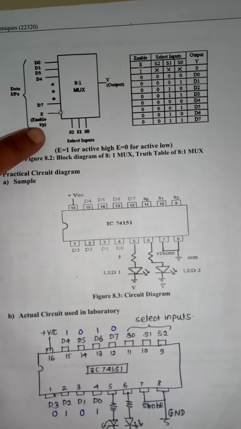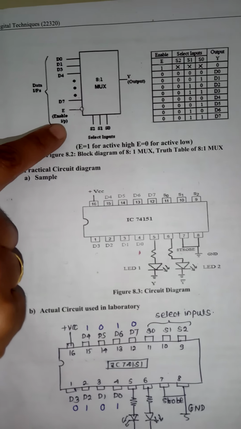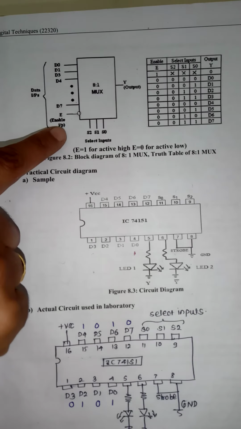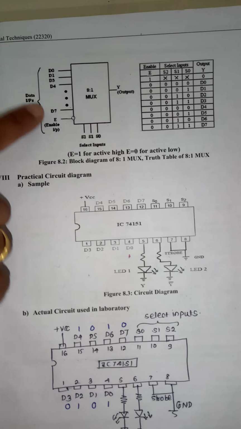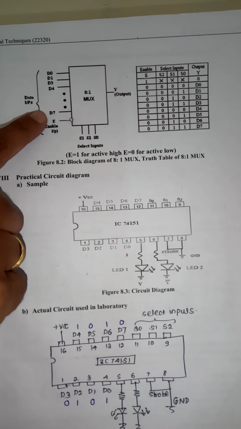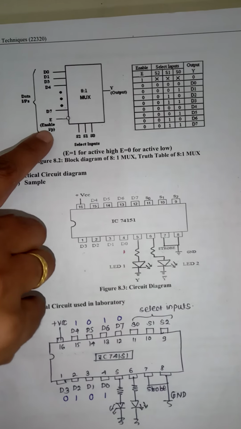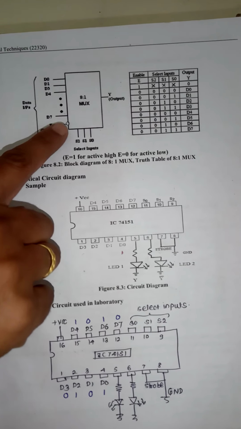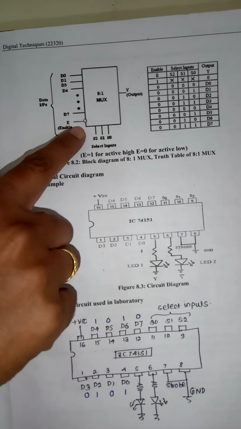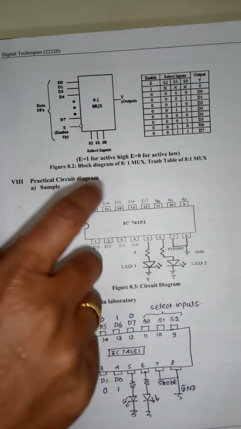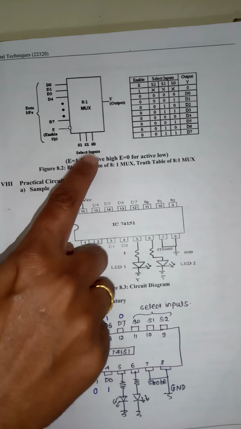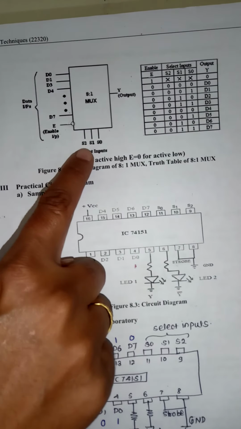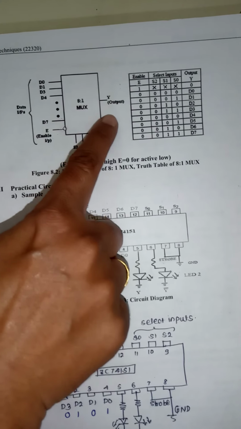This is the block diagram of MUX IC 8 to 1. D0 to D7 data inputs are required. Enable pin E. Here we are going to use enable pin E as active low. 3 selection lines are required, S0, S1 and S2, and 1 output Y.